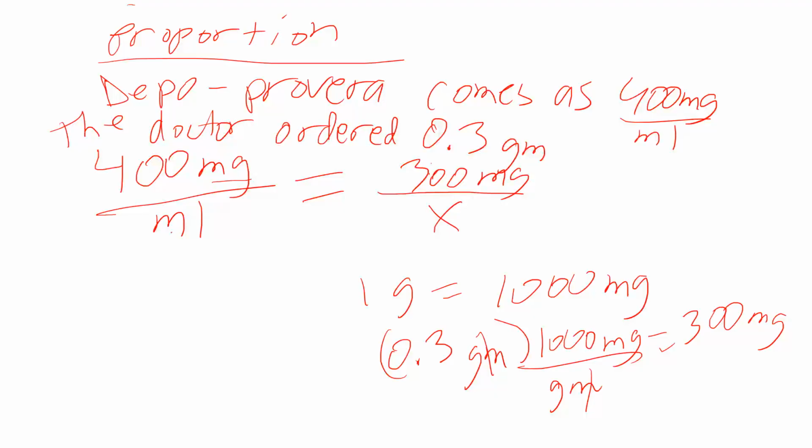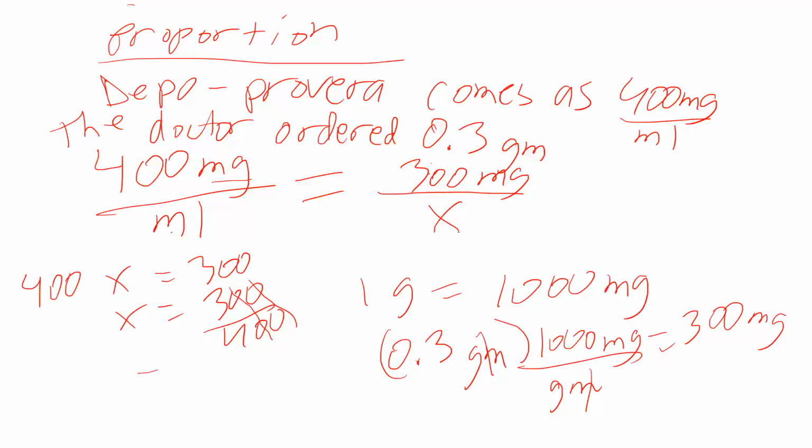Since milliliters is here, x is going to be in milliliters. So you cross multiply, and you say 400x equals 300. So x equals 300 divided by 400. You can use a calculator, or you can just cancel the zeros. So it equals 3/4, and that's 0.75, which is rounded off to 0.8, because you have a 5 there, so you round it off to 0.8.